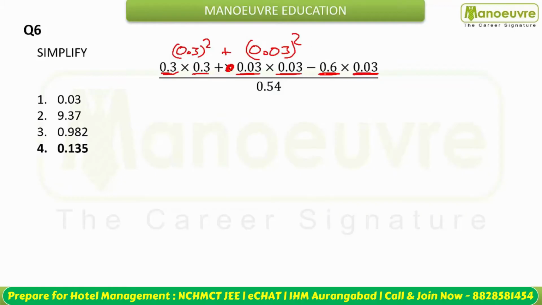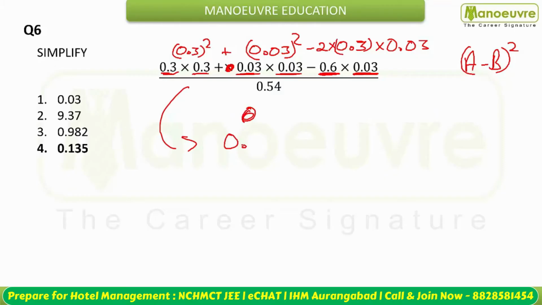And what is this? 0.06 can be written as 2 into 0.3. Next is 0.03, as it is, we will write down. So now you can see this is the formula of the term, which is a minus b whole square. This is given to you as a minus b whole square. So I can say this is nothing but 0.3 minus 0.03 whole square, and divided by 0.54.